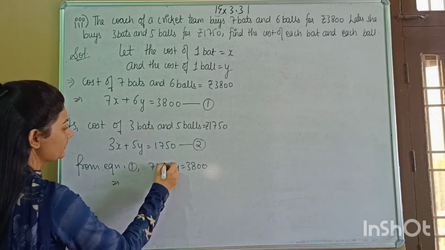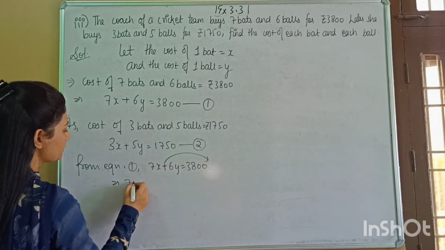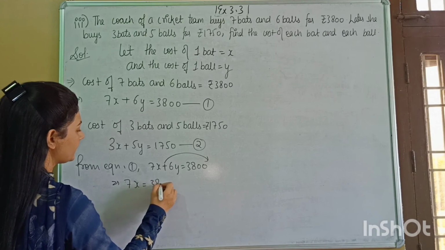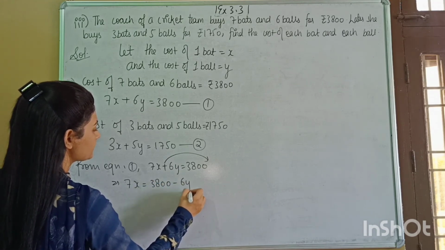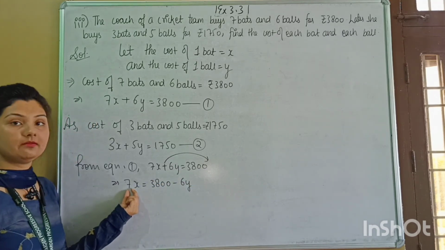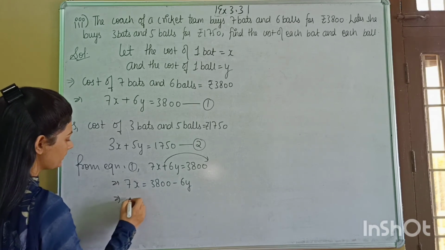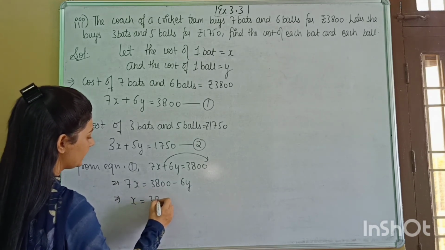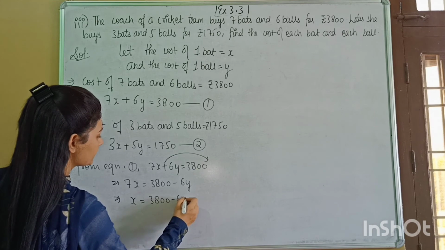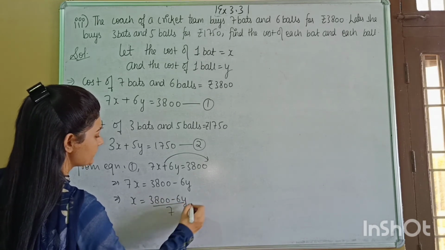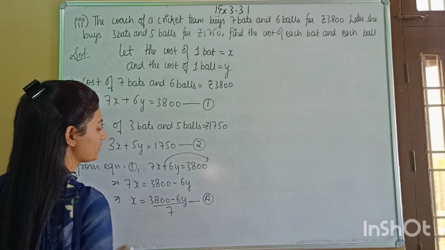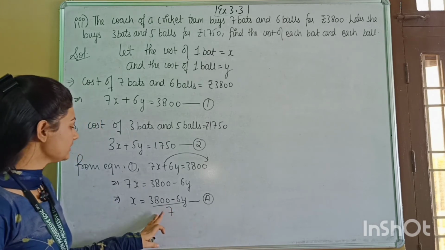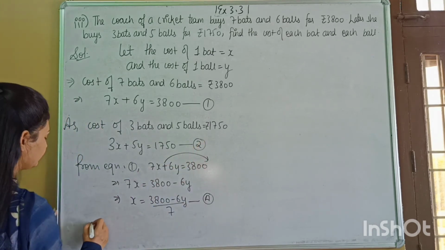We will take this plus 6Y to the RHS. So it will become minus 6Y, that is 3800 minus 6Y. Now this 7 again we will take to the RHS. So the value of X will be (3800 minus 6Y) divided by 7, and this will be named as equation A.